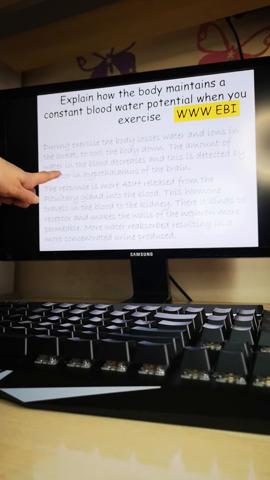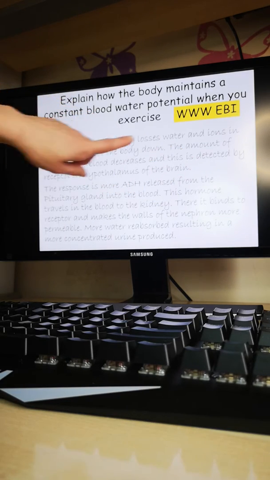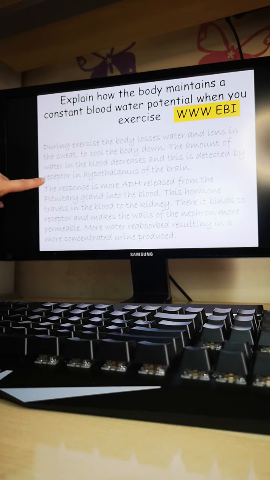You're an A-level biologist, so the amount of water in the blood decreases. What does that mean for water potential? So you would say the water potential of the blood decreases. That's what's going to be on the mark scheme. And this is detected by, we should have osmoreceptors here in the hypothalamus, and that will be fine then.